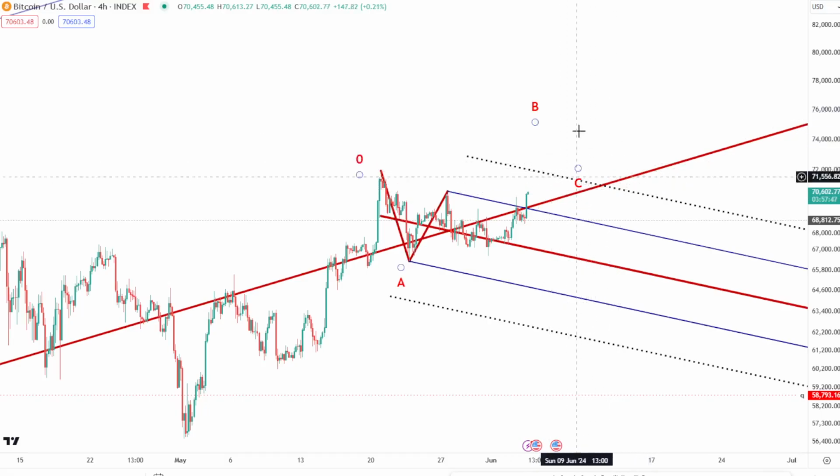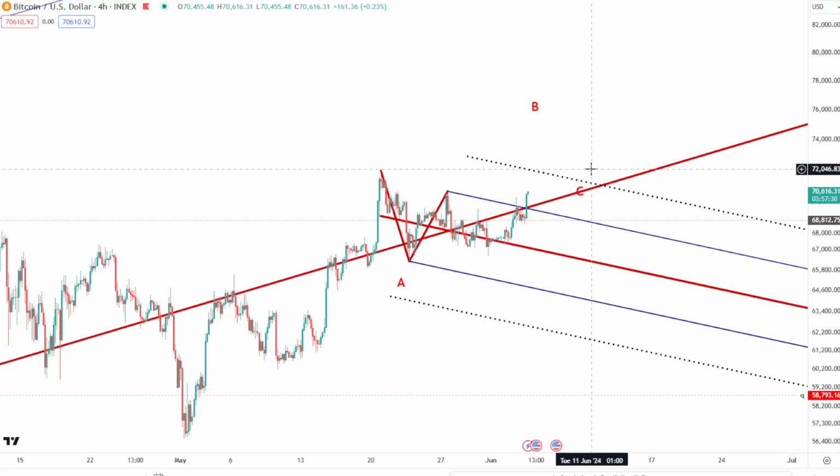Now, as you can see, this is just a rough drawing that I've put on, but it's around the 10th of June that you can see that this C wave might complete itself. And that's interesting because obviously we've got some fundamentals to look into. So we've got non-farm payrolls this Friday.